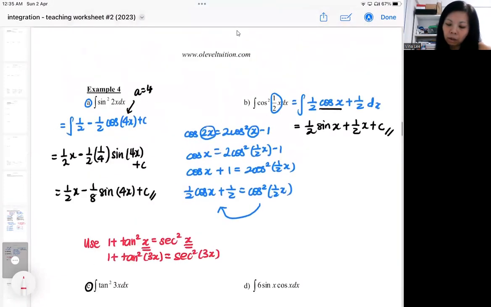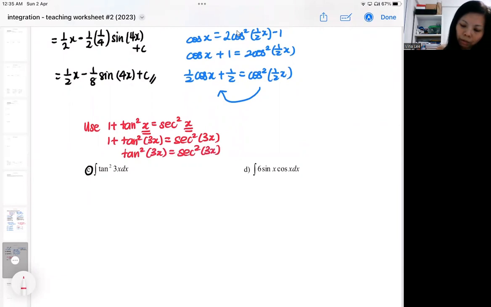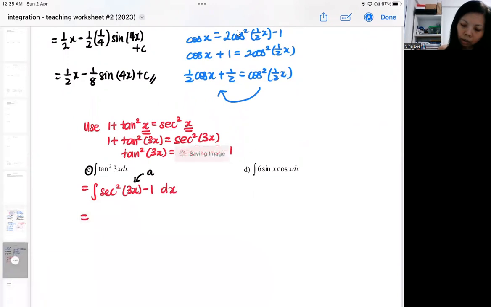Whereas for double angle formula, the angle is actually double. Okay, so that is a feature of double angle formula. So basic formula needs the angle to be the same. So we can twist the basic formula and I will be able to get the equivalence of tangent square 3x, which is secant square 3x minus 1. Then I go back to the basic block of formula. A is equal to 3. So I get back to the basic block of formula and I'm able to integrate.